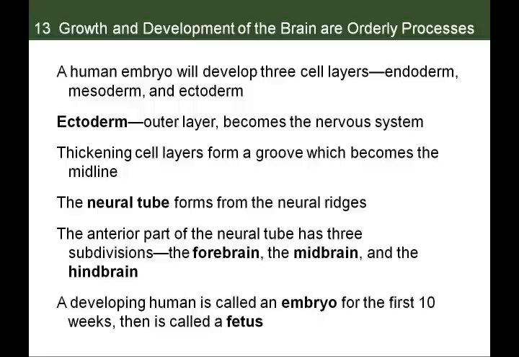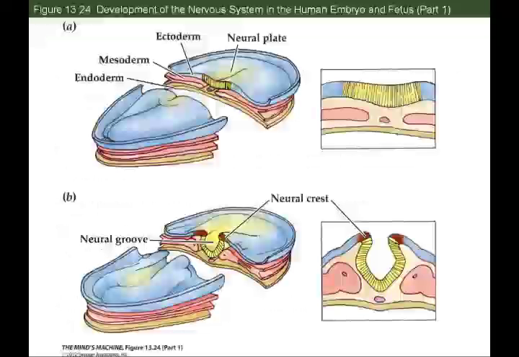The interior part of that folding over the neural tube becomes three big bulges: the forebrain, the midbrain, and the hindbrain. And for the first 10 weeks, you call it an embryo. Beyond that, you call it the fetus. So here's a picture of the ectoderm, the endoderm, and the mesoderm. Meso means middle. You know that from previous things we talked about.